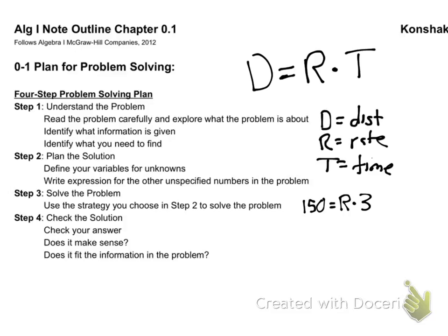How do I solve for R? Divide both sides by 3. What's 150 divided by 3? So 50. So in step 3 it says solve the problem, use the strategy you chose in step 2, the equation. Okay? Step 4 says check your solution.